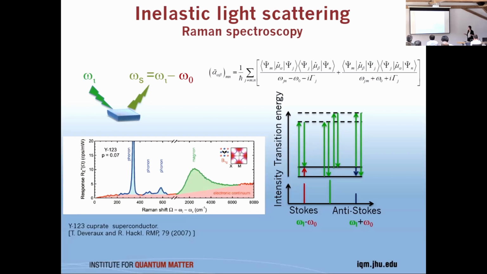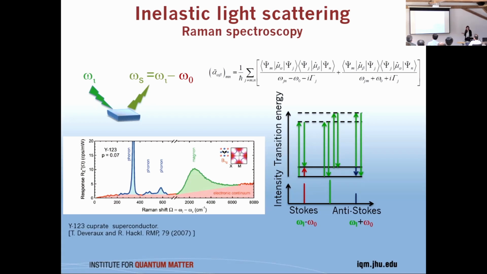As an example, I show this picture from a review by Rudi Hackl and Devereaux, who applied Raman scattering spectroscopy extensively to cuprate superconductors. This shows how useful Raman scattering is. We can probe the electronic continuum if we have electrons with finite lifetime. This we will not do in this talk. Importantly, we also probe two-magnon excitations, so we can probe excitations of spin directly, and we have phonons, so we can probe the lattice for molecular systems.